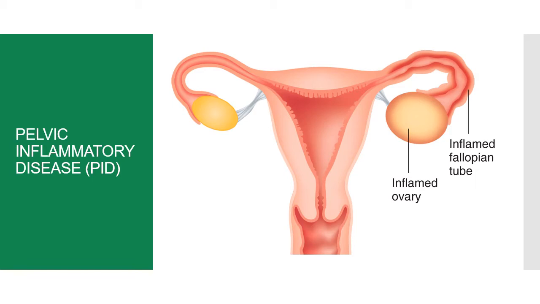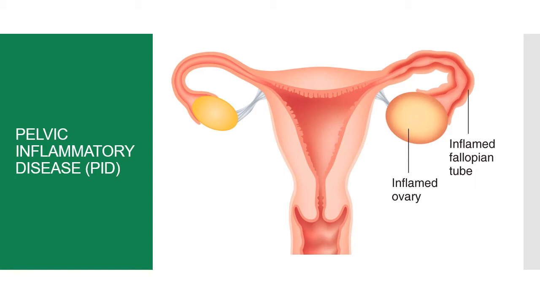Predisposing factors for the development of PID are having multiple sexual partners, a prior history of PID, a recent gynecologic procedure, or the placement of an intrauterine device, or an IUD. PID can be either acute or chronic, and post-infection damage to the fallopian tubes is one of the most common causes of infertility. It causes adhesions, and that can also cause chronic pelvic pain and increased frequency of ectopic pregnancies.